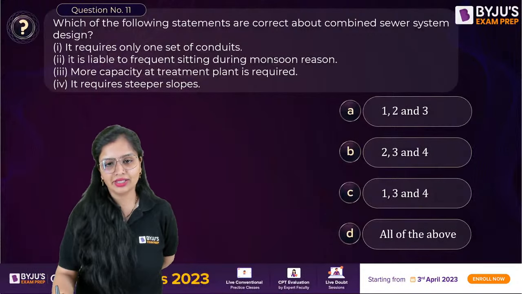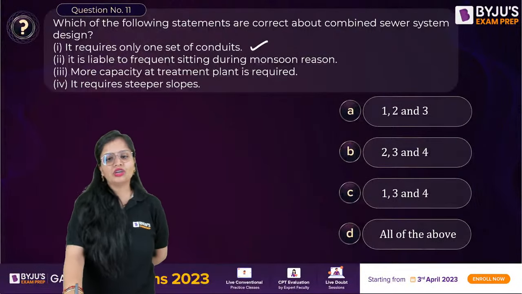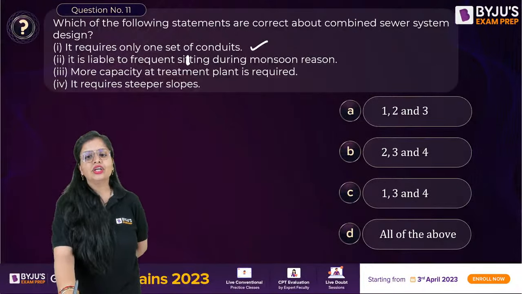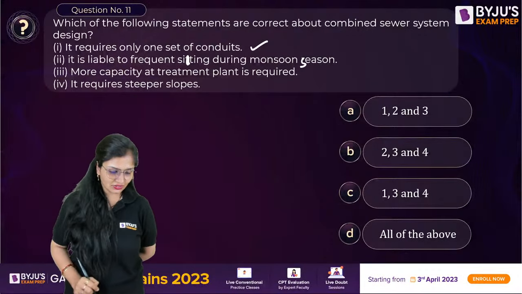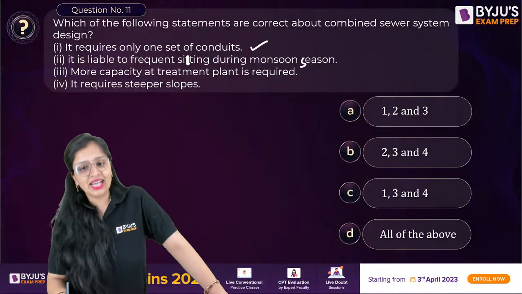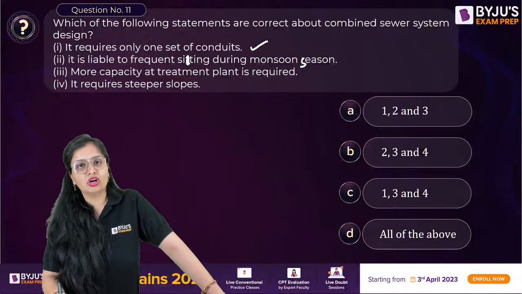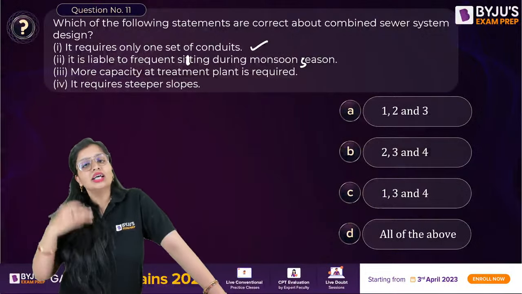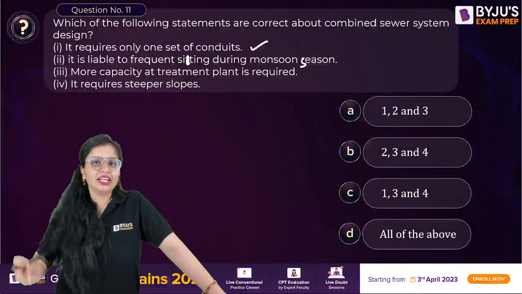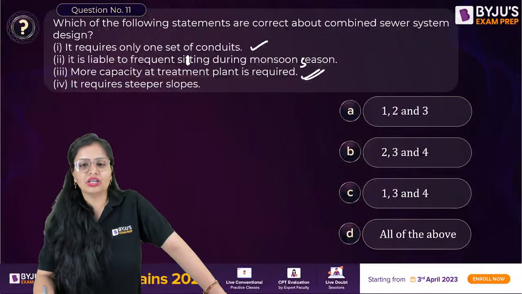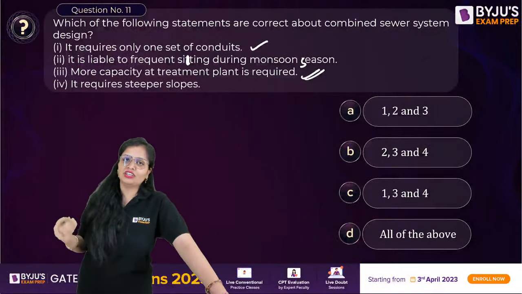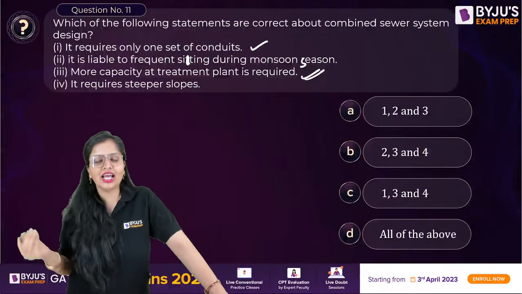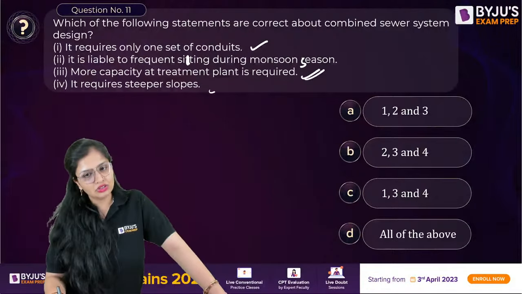Sanitary sewage and drainage will be passed through only one conduit. So this is correct. More capacity at treatment plant is required, of course, because the sanitary sewage along with drainage is coming, so obviously it will require more treatment. Steeper slopes are required, yes, because we want the sewage to flow under the action of gravity and no external means is applied. So this is correct.